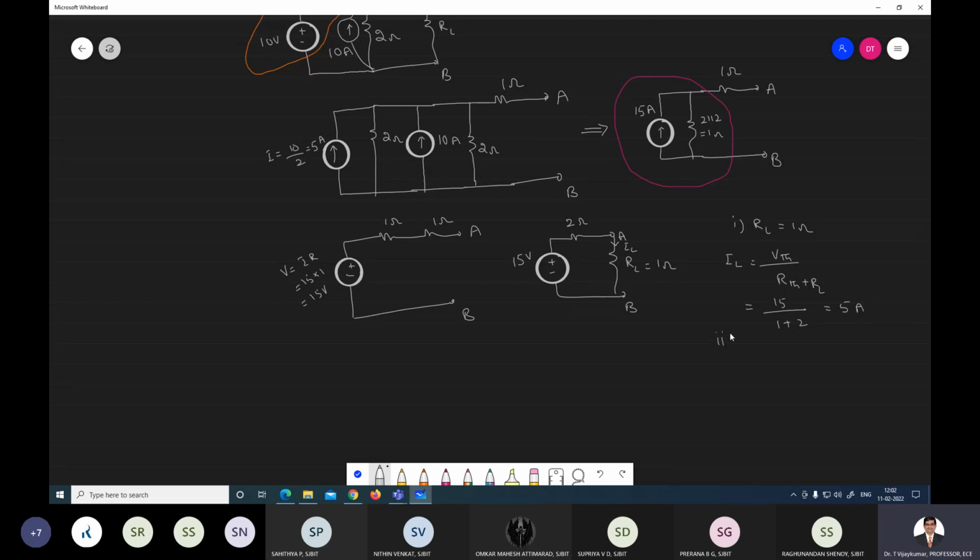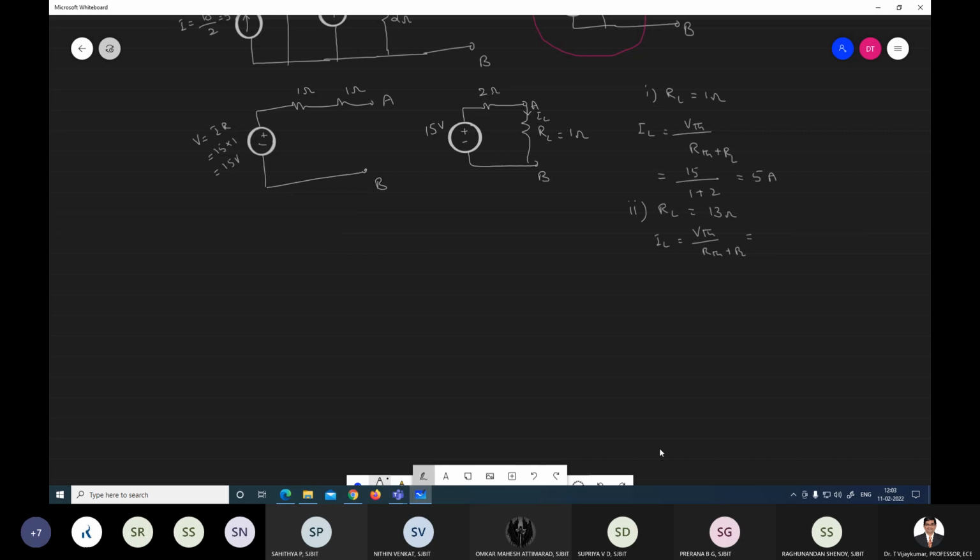For the second case, what is RL? RL is equal to another value given, 13 ohm. And for this, what is IL? IL is equal to VTH divided by RTH plus RL. So what is VTH for this case? VTH is again 15. RTH is 2 ohm. What is the RL given? 13.